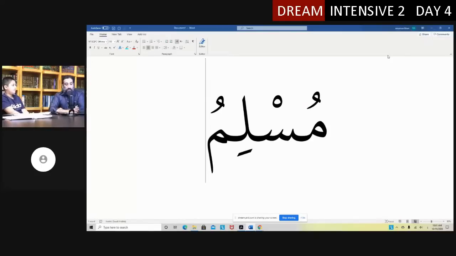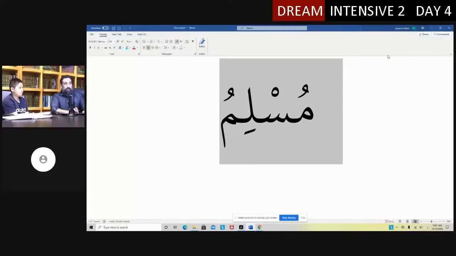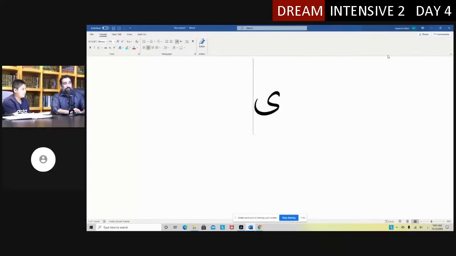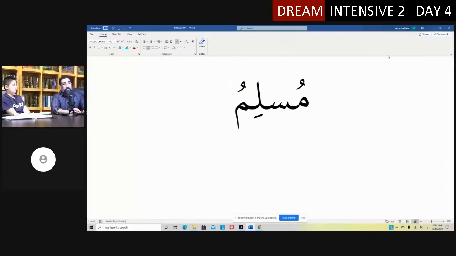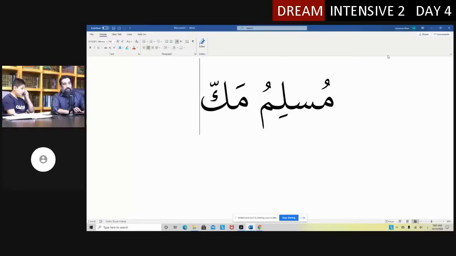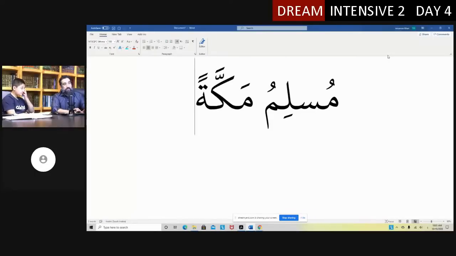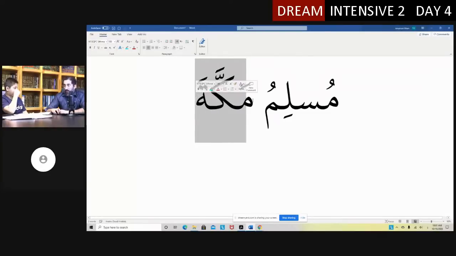Now, four reasons for a word to be light. Let's talk about that. One reason is Muslimu, let's say Makkah. The Muslim of Makkah. This is a mudaf and a mudaf ilayh. When the mudaf ilayh is proper, then the mudaf becomes proper. That time Muslimu is proper.